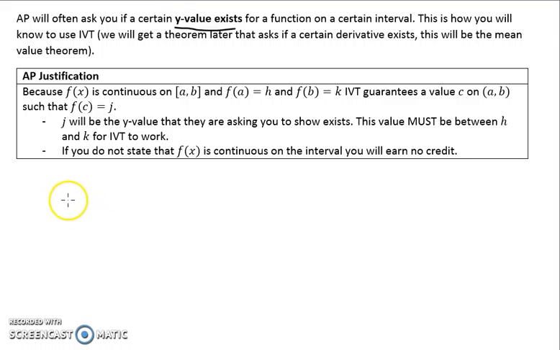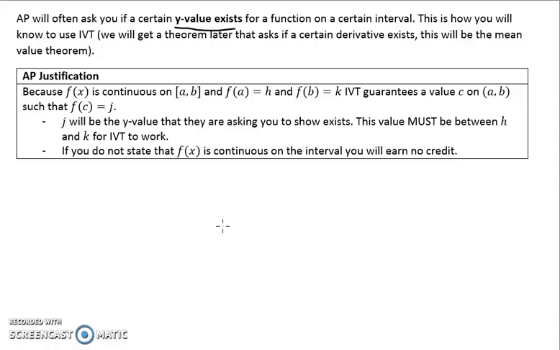theorem. So our AP justification is going to say, because f of x is continuous on the closed interval a to b, and f of a equals h, and f of b equals k, intermediate value theorem guarantees a value c on the closed interval a to b such that f of c equals j. Where this is going to come into play is that value j is going to be the one that they're asking you to show exists. Up here they're saying a y value. They'll say, does the y value j have to happen? This value must be between h and k, so it's going to be between the y value of this endpoint and the y value of this endpoint, if IVT is going to work.